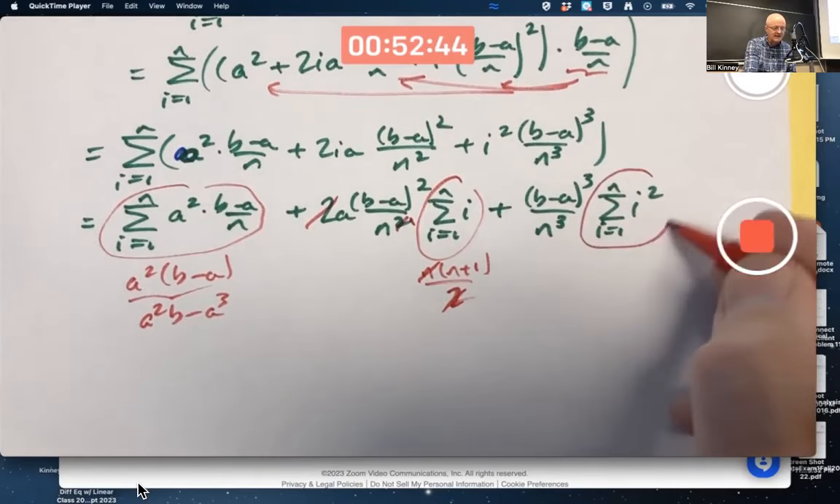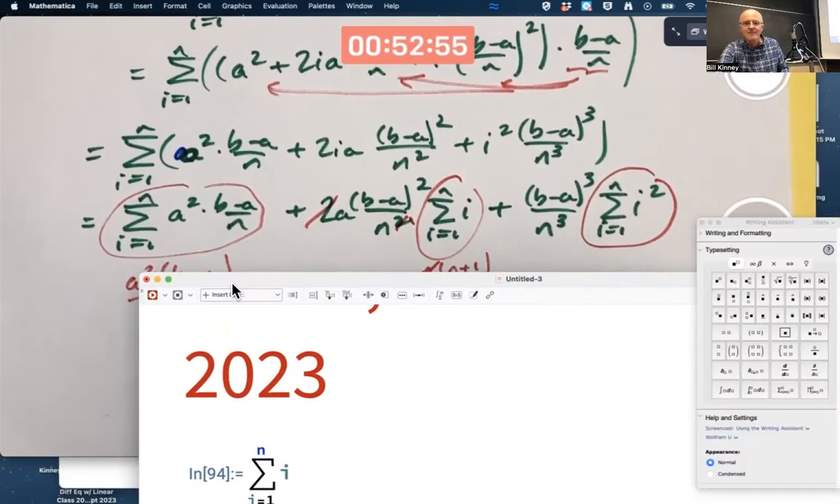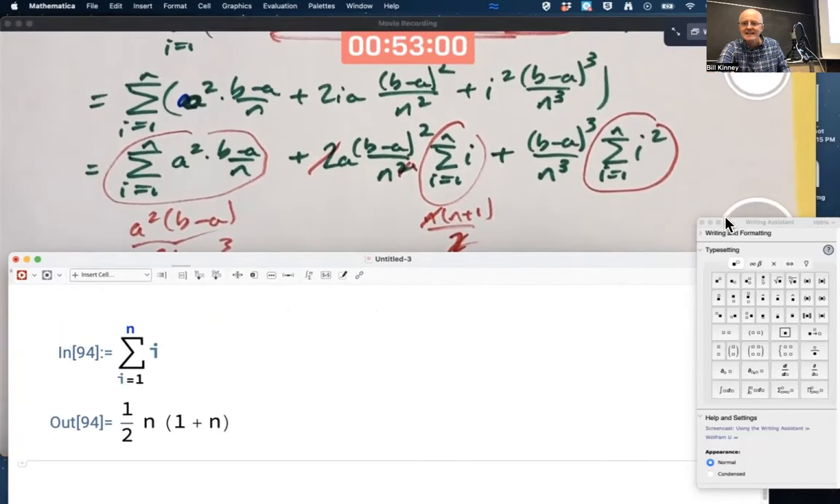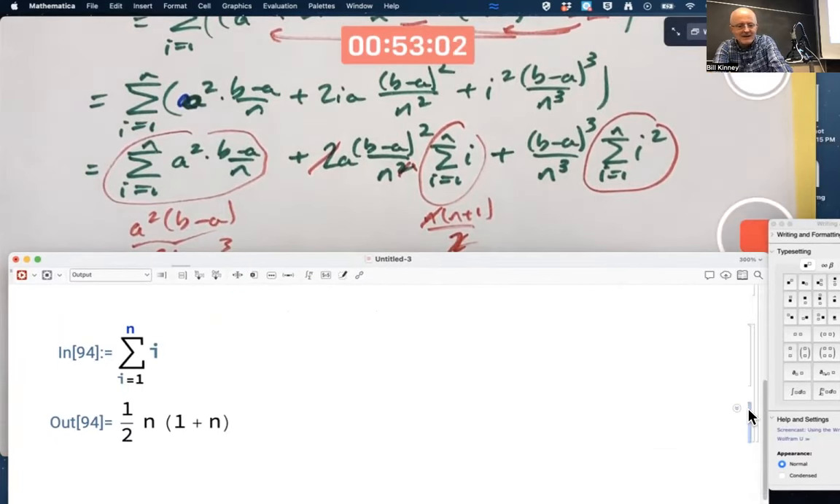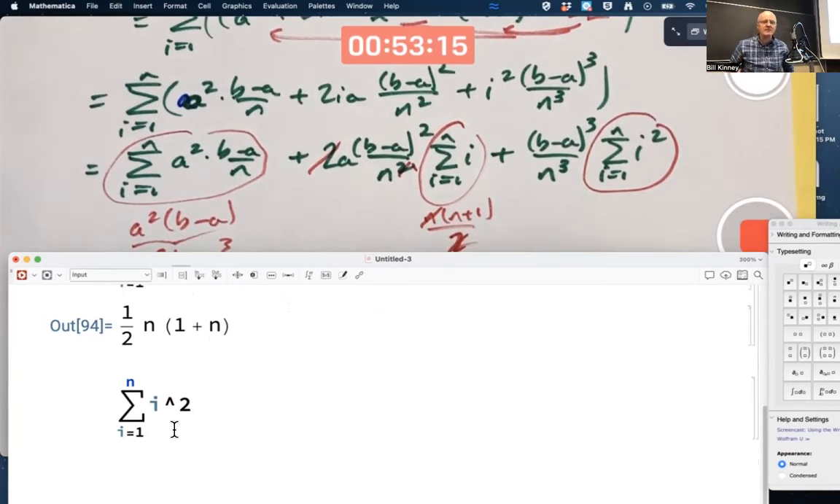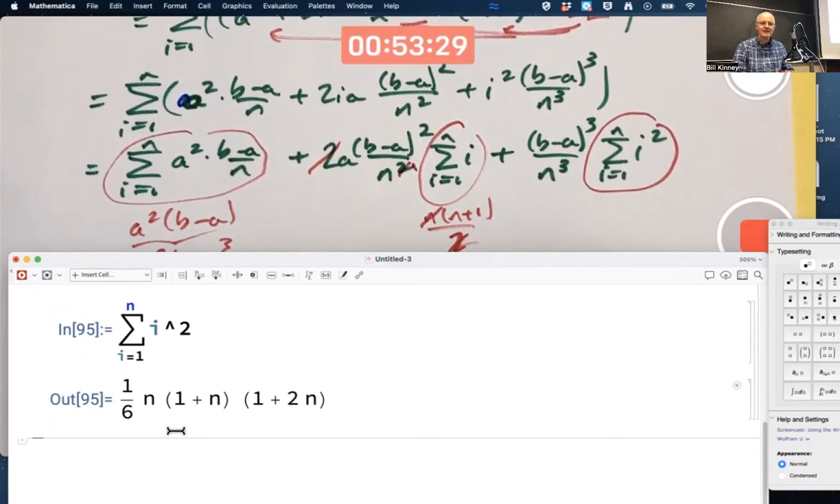Oh, but what do we do about this? Let's ask Mathematica again. Mathematica, what do I get if I add up a bunch of i squareds instead of i's? So I'm adding up perfect squares is what I'm doing. I'm doing 1 plus 4 plus 9 plus 16 plus 25 plus 36 plus 49 plus 64. Is there a formula for this? Yep, there it is. More complicated.